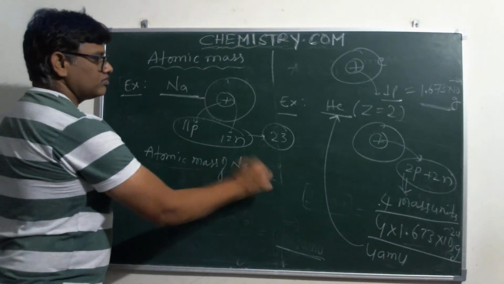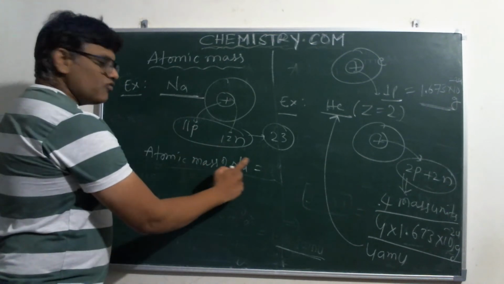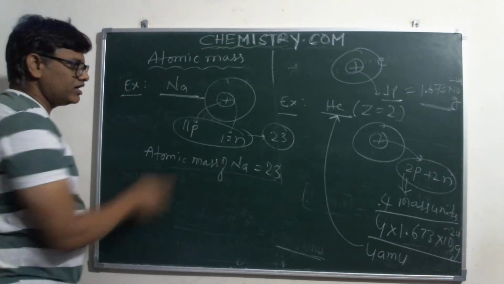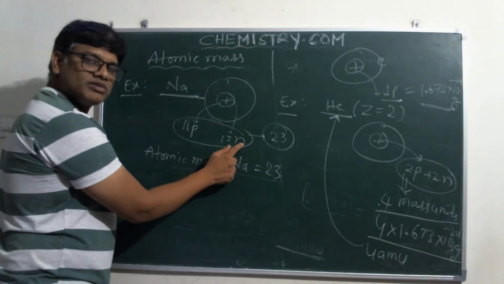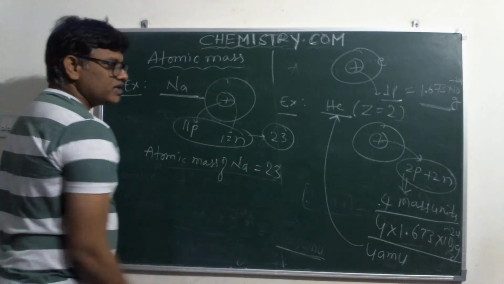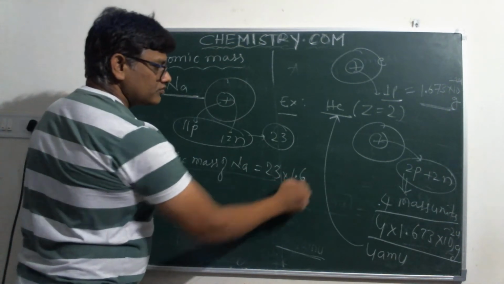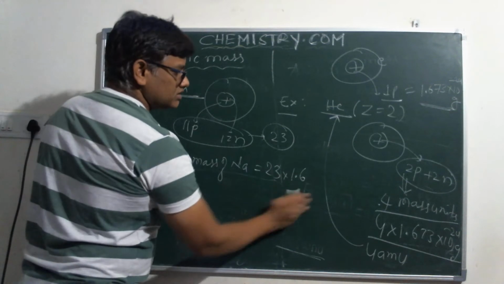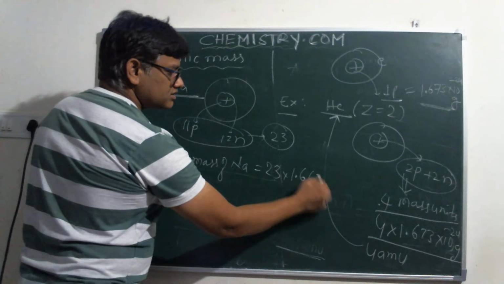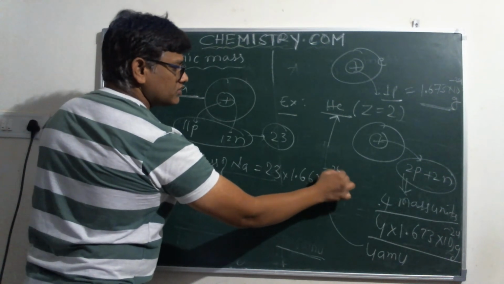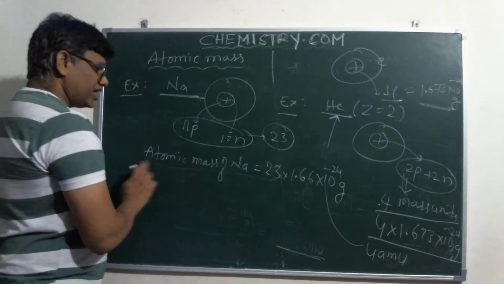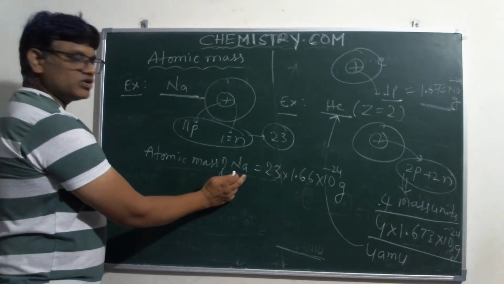The mass of sodium is equal to the mass of one sodium atom. It is 23 times heavier. Why? Because 11 protons and 12 neutrons are present in the nucleus, so mass number 23 is to be taken. So 23 times heavier than 1/12 of the mass of a carbon-12 isotope, that is 1.66 into 10 power minus 24 grams. On calculation, you will get the atomic mass of sodium over here.